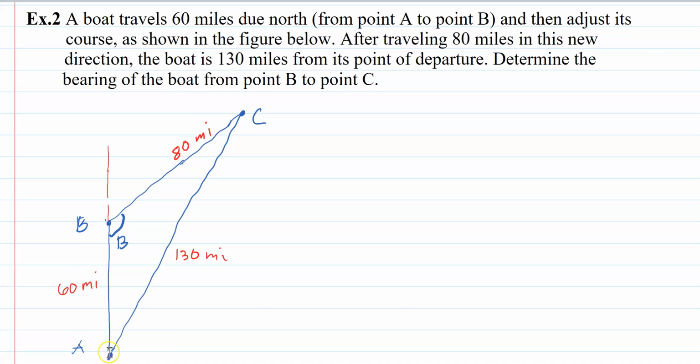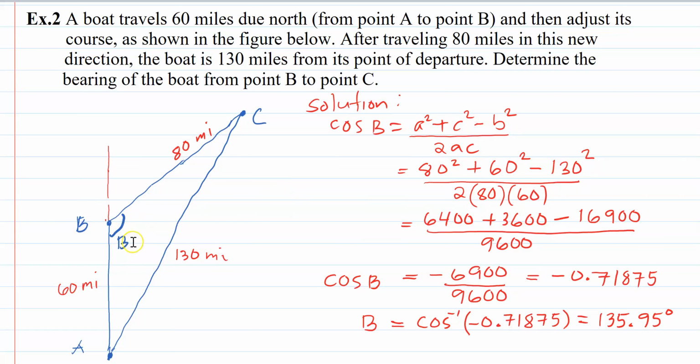So the boat starts at point A and travels going north to point B for 60 miles, and at point B, the boat turns going this direction to point C for 80 miles. The distance of the boat at point C from the point of departure, point A, is 130 miles. So the question is asking, determine the bearing of the boat from point B to point C. So what we want to determine is the angle on this direction here. So to determine this angle, first we need to know the measure of this angle marked with letter B.